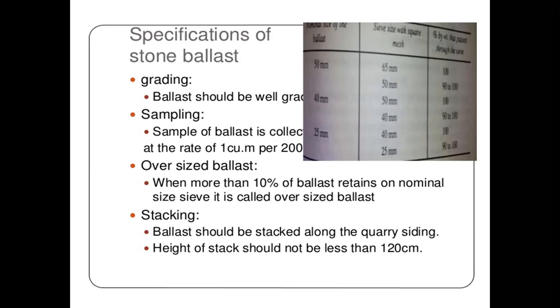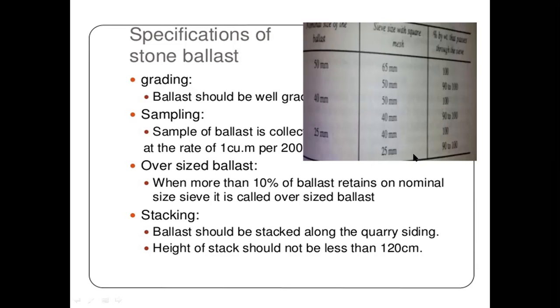Stacking. The ballast should be stacked along the quarry sidings. The height of the stack should not be less than 120 centimeters. For the height of these ballast stackings, where the requirements of a new railway route have been sanctioned, the stack of aggregates should not be less than 120 centimeters in height.